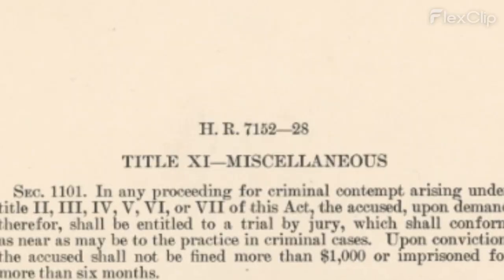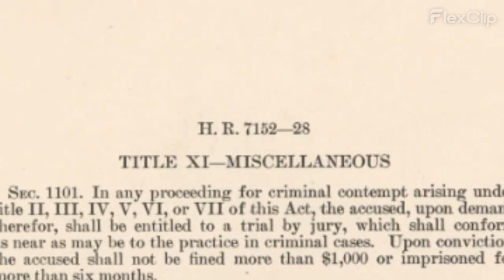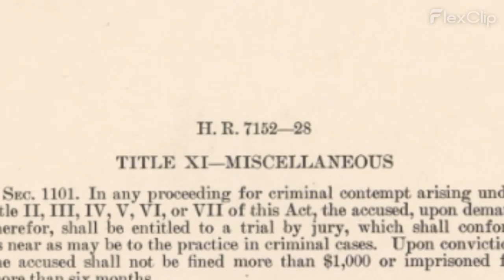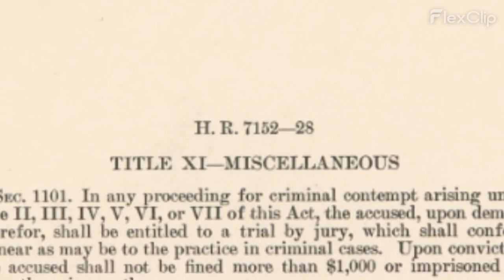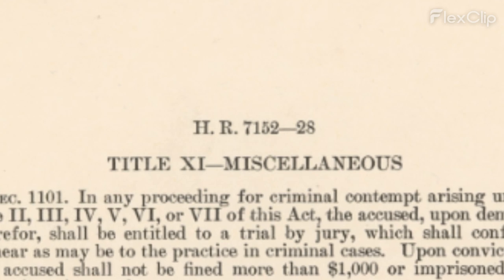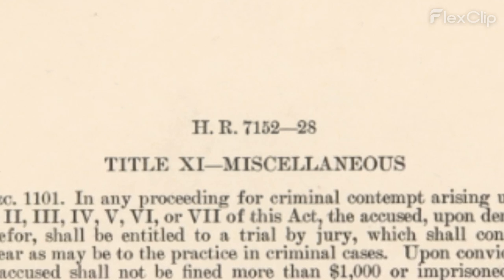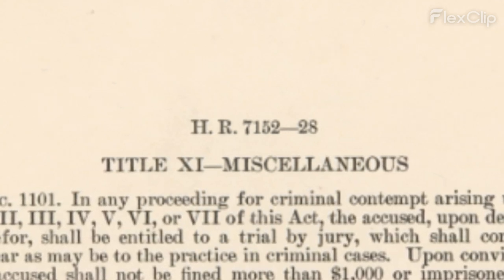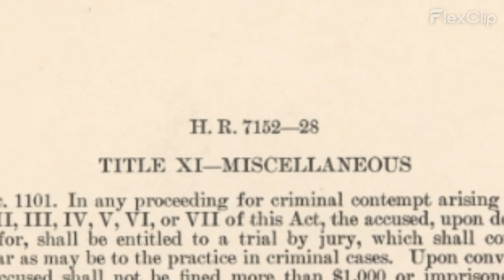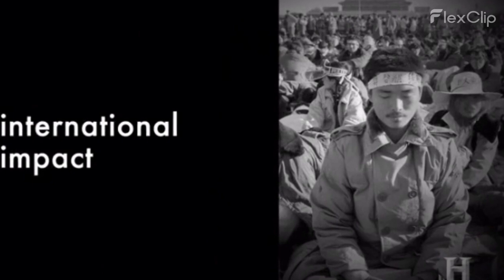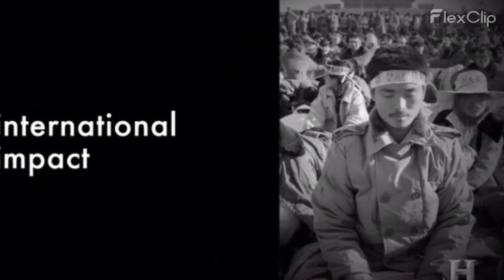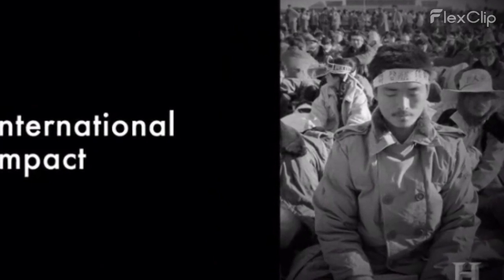Title XI is the last title of the Civil Rights Act of 1964. This title states that if any person tries to violate one of the titles, they can get a trial by jury. This meant that even if the government tried to violate one of these titles, they would be sent to a trial by jury. The Civil Rights Act of 1964 was made so that the people would get equal rights.